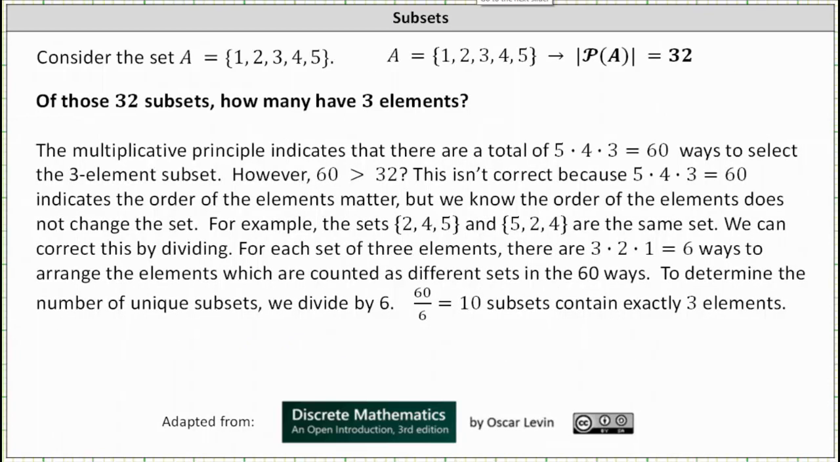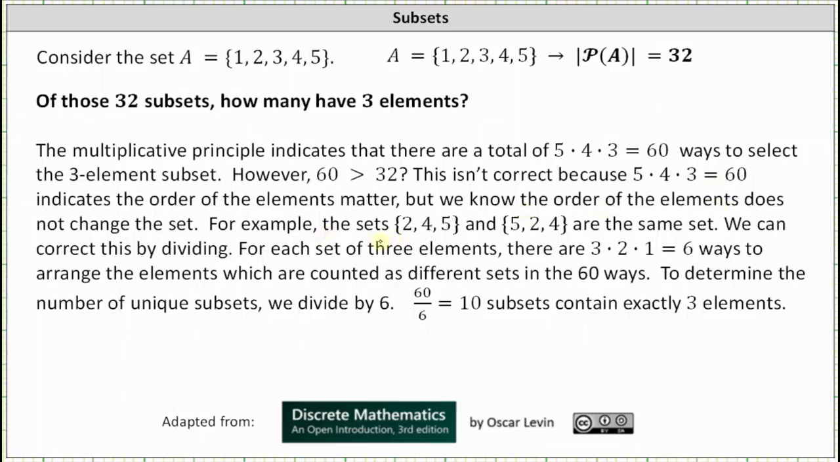And now of the 32 subsets of set A, how many have 3 elements? We might be thinking that the multiplicative principle indicates that there are a total of 5 times 4 times 3 or 60 ways to select 3 element subsets, but this isn't quite right because notice 60 is greater than 32, and we know we have a total of 32 subsets. This isn't correct because 5 times 4 times 3 equals 60 indicates that the order of the elements matters, but we know the order of the elements does not change the set.